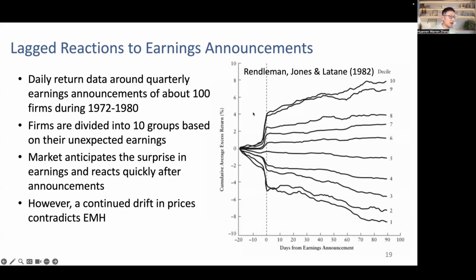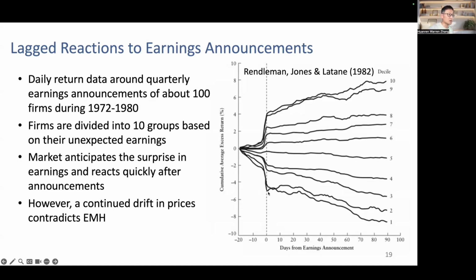So as we can see here, on day 0, that is the day where this earnings information is released, we see an immediate reaction to the news, right? So the market anticipated the surprise in earnings and reacted quickly after the announcement. So we see that this reaction is actually, for a lot of the firms, before the actual announcement and immediately on the date. So some of the investors probably have some private information already before the release of information, and they already react to the information. Right?